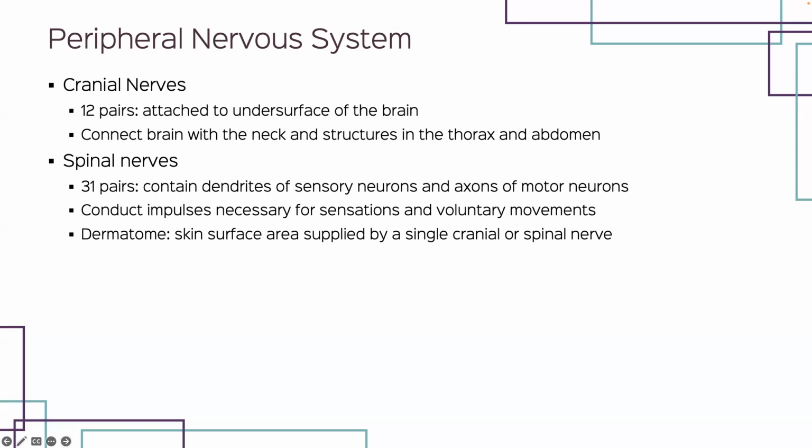So you have 31 pairs of spinal nerves, and those are attached to the spinal cord in the following descending order: 8 cervical, 12 thoracic, 5 lumbar, 5 sacral, and 1 coccygeal. Unlike your cranial nerves, your spinal nerves have no special names. Instead, they have a letter and a number to identify them, such as C1, T8, S5.